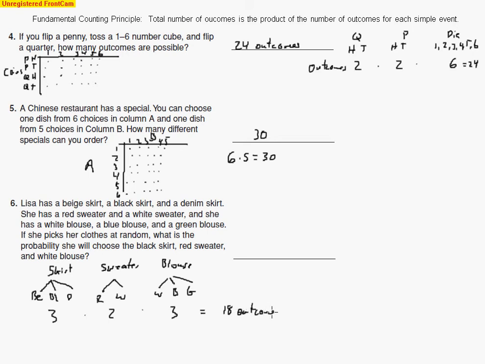Now we want to find the probability of selecting a black skirt, a red sweater, and a white blouse. Notice we picked 1 of each. There's only one way to get a black skirt, a red sweater, and a white blouse, and so that would be 1 out of 18. That would be our answer. So the fundamental counting principle helps you come up with the total number of outcomes very fast. So try using that, and good luck on tonight's homework.